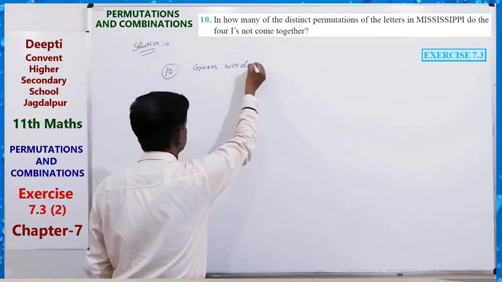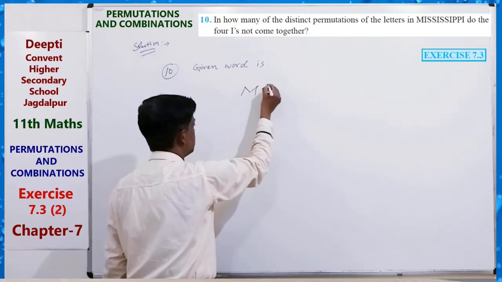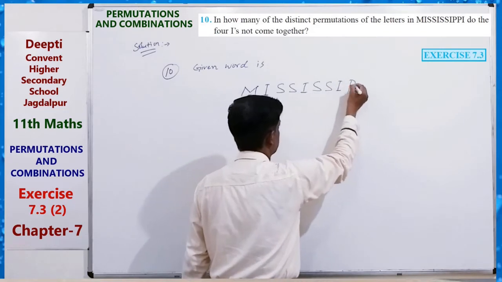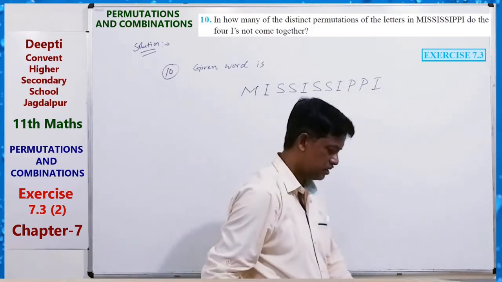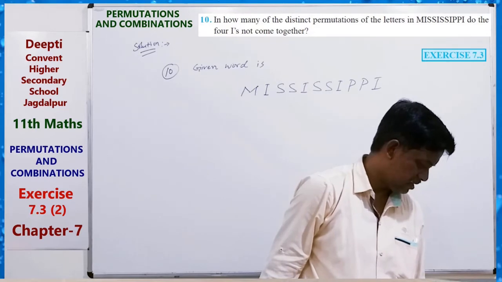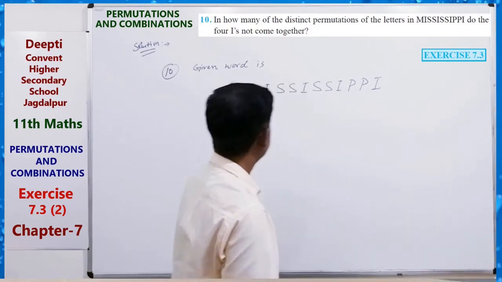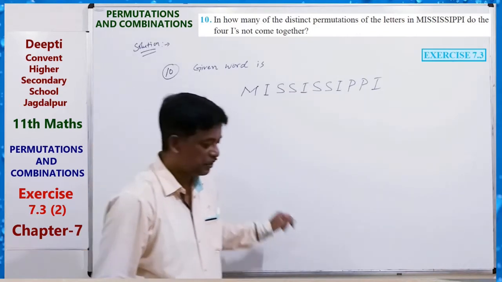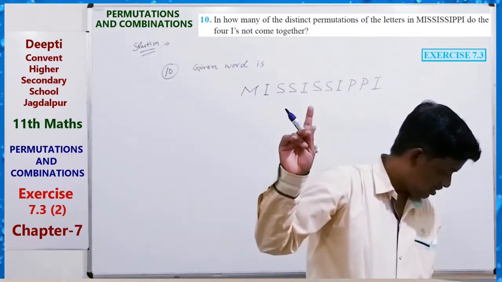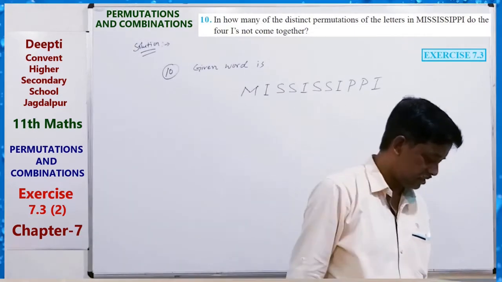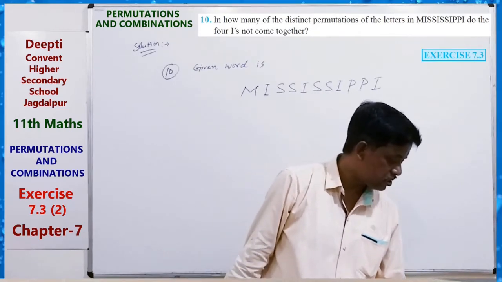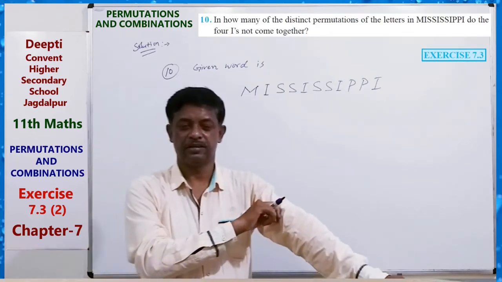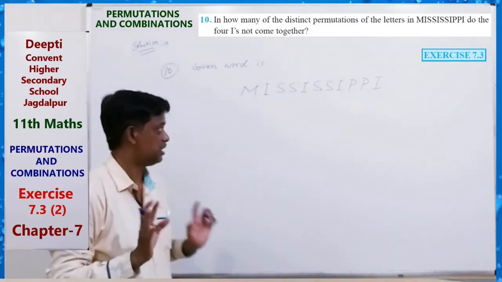Given word is Mississippi. MI double SI double SI double PI. Mississippi. Okay. So how many of the distinct permutations of the letters in this do the 4 I's not come together? I will just discuss, and you have to write in detail.